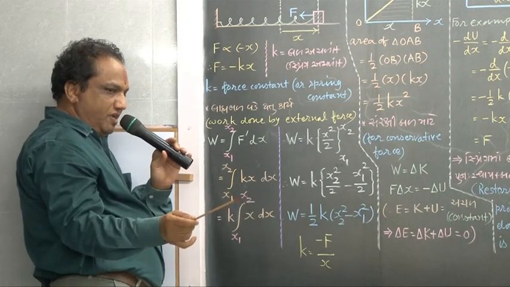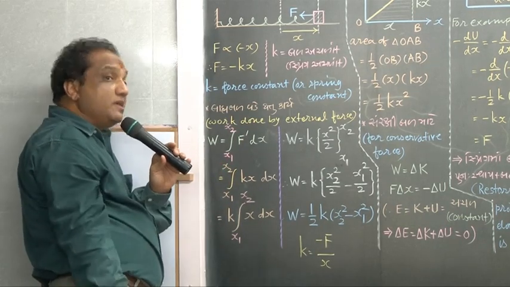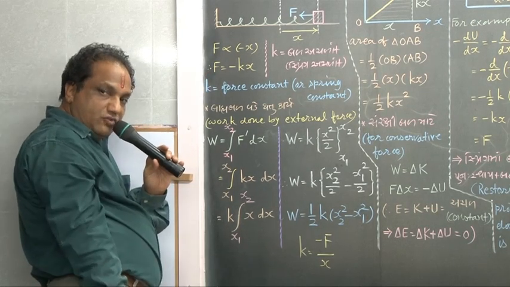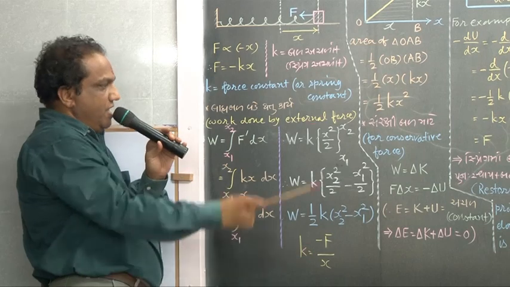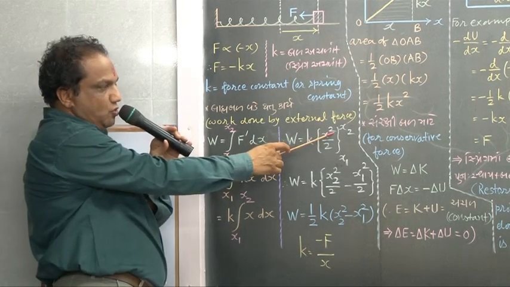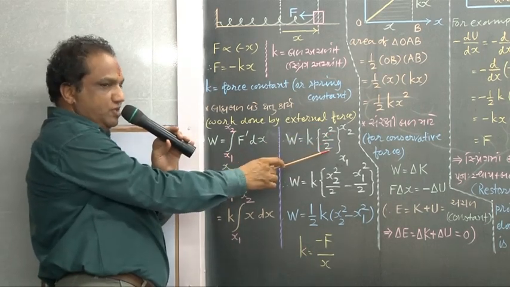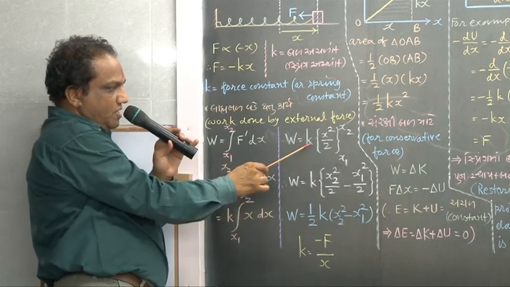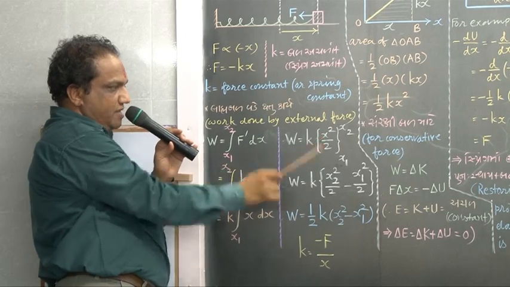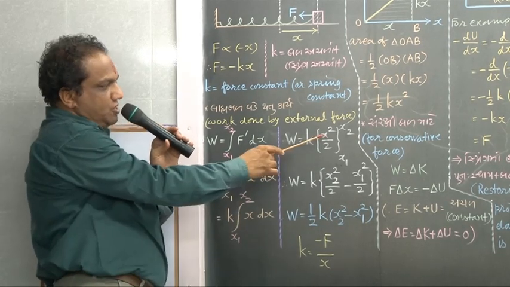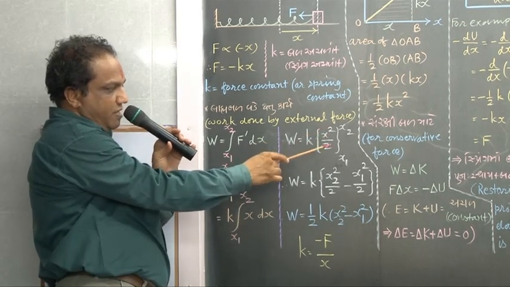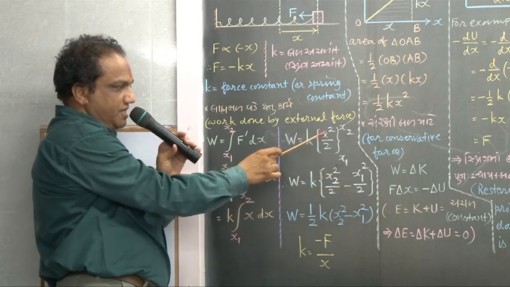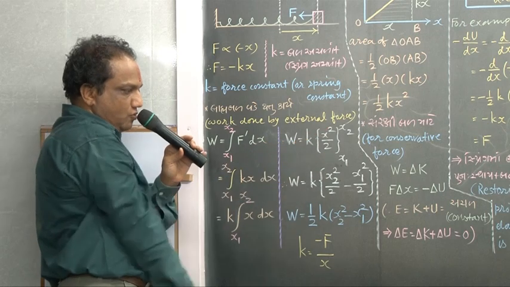What was the formula of integration? Integral of x to the power n dx is x to the power n plus 1 upon n plus 1. Similarly here, x to the power 1 plus 1 upon 1 plus 1, that is x squared upon 2, from x1 to x2. k as it is. Instead of x, I put the upper limit, so x2 squared upon 2. After putting a minus sign, instead of x I write the lower limit x1, so x1 squared upon 2.